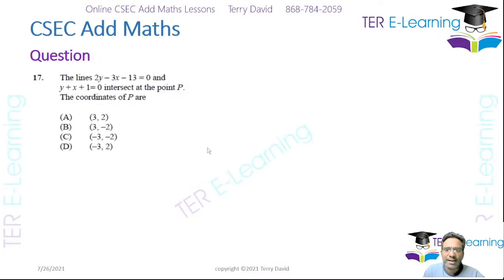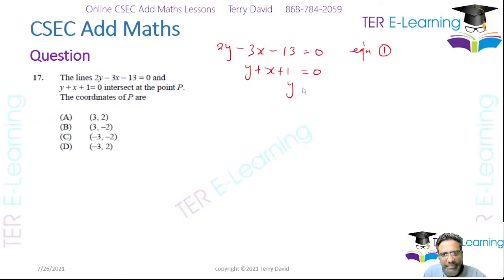Next one. So we have a line and they want to know where those two lines intersect, and the coordinates are P. So what you have here is 2y minus 3x minus 13 is equal to 0, right? So we can call that equation 1. And the next one is y plus x plus 1 equals 0. Let's rearrange this one. Let's make y the subject. This is going to be y equals minus x minus 1. And I'm going to call this equation 2.